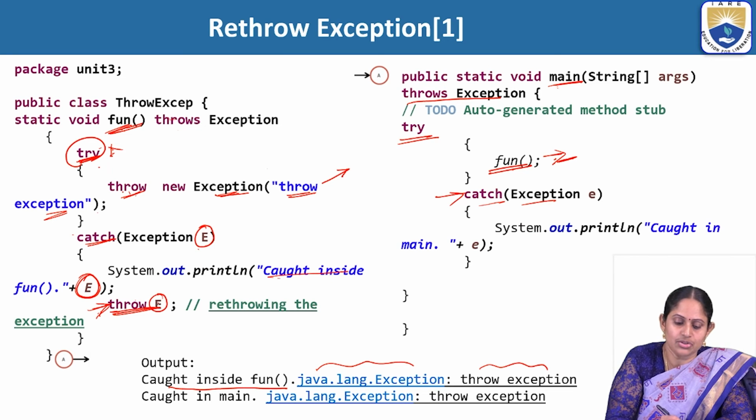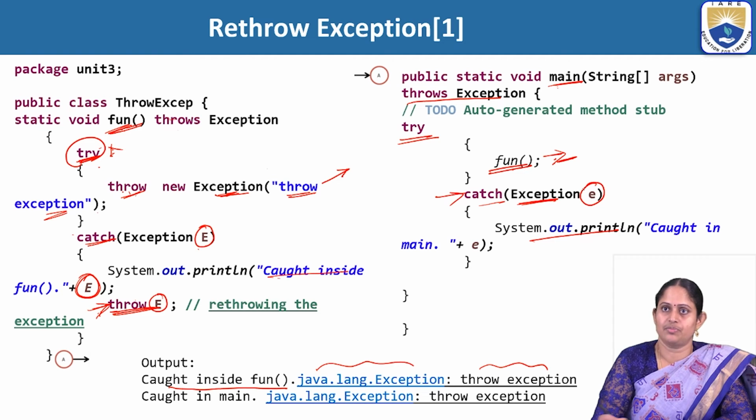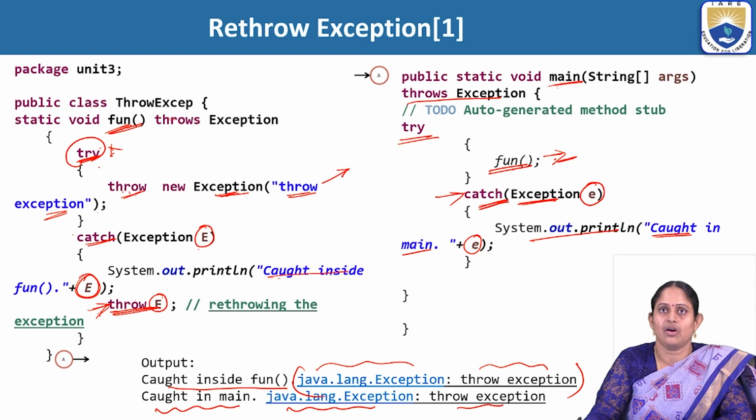Since the exception that is rethrown here is also of the same exception type, it is also caught over here. It is caught into this exception object, and you get these statements displayed. So we get caught in main, and what is this? This java.lang.Exception, throw exception. So this whole object will be caught inside the catch block also.